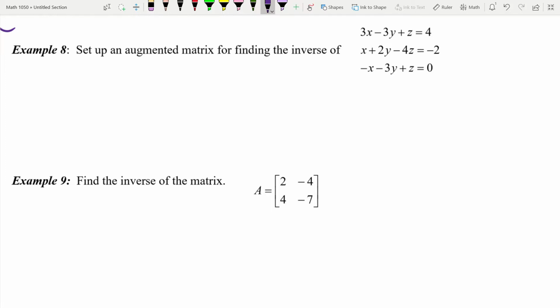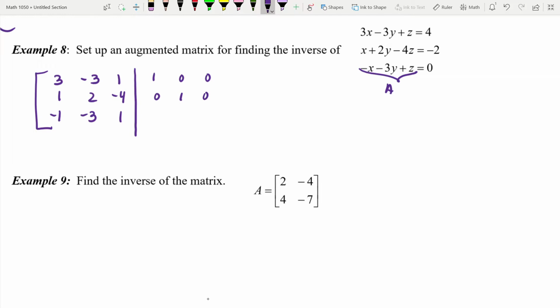It's very simple. You take matrix A, which is over here. Okay, so it's going to be 3, -3, 1. Then you're going to do a solid line. Don't do anything to the right of that solid line. Underneath, 1, 2, -4. Underneath, -1, -3, 1. So you put matrix A on the left, and what goes on the right is the identity. So it goes like this. That is your setup.